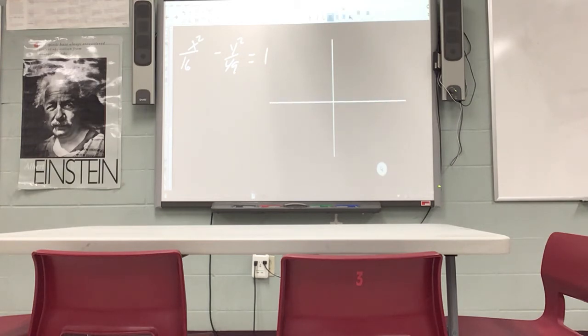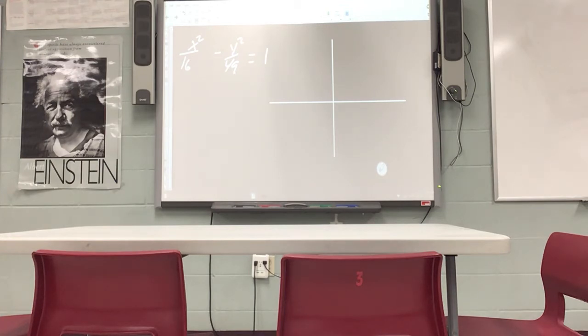We get that by whichever variable is first. If it's x squared first, then it's going to be horizontal, because x is the horizontal axis. It really has more to do with the minus sign though. So whichever variable has the minus sign, you got that? Well, that would make it the opposite, which is going to confuse you.